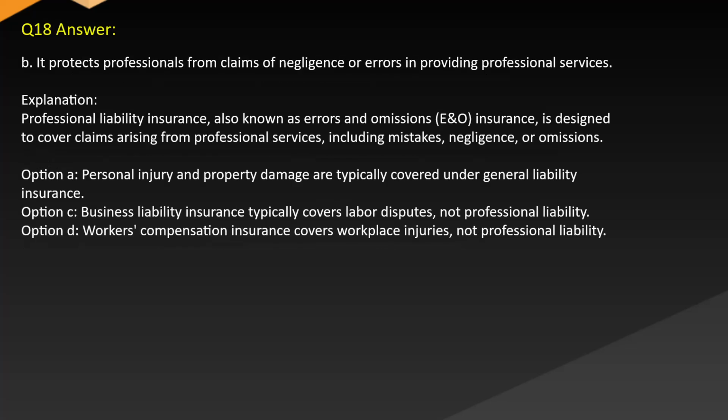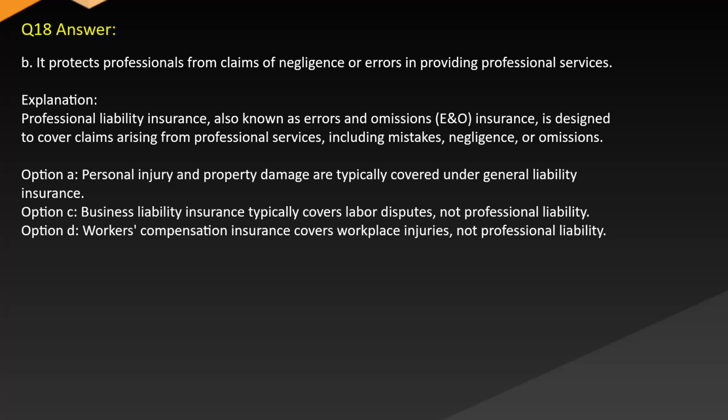Answer B. It protects professionals from claims of negligence or errors in providing professional services. Explanation: Professional liability insurance, also known as errors and omissions (E&O) insurance, is designed to cover claims arising from professional services, including mistakes, negligence, or omissions.